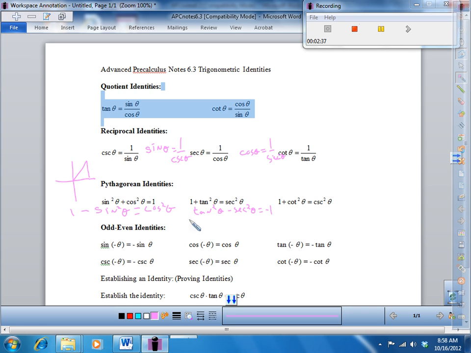1 minus sine squared equals cosine squared. And 1 minus cosine squared, likewise, equals sine squared. So these are things that come up quite a bit. If you said sine squared minus cosine squared equals 1, would that be correct?